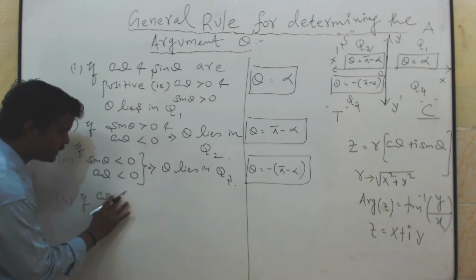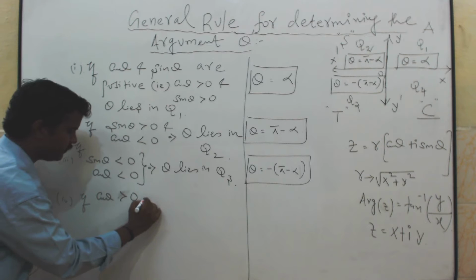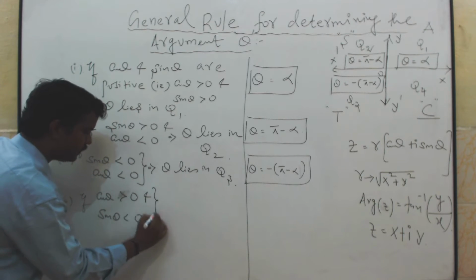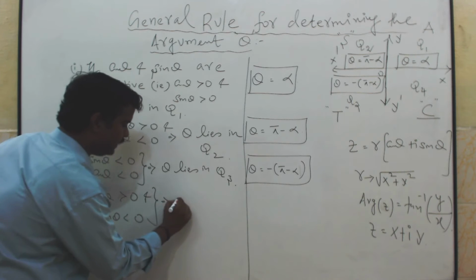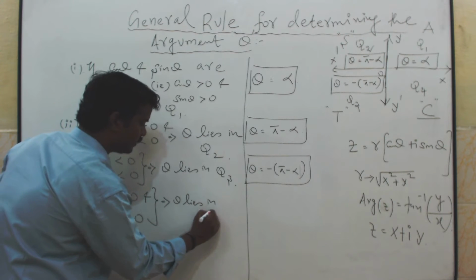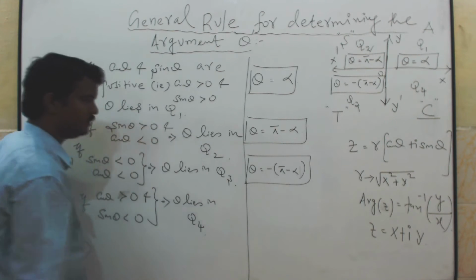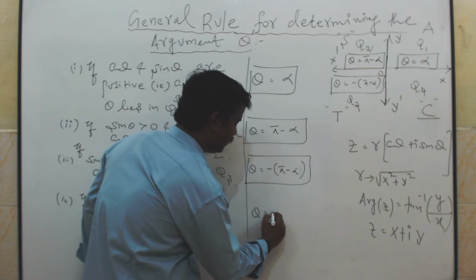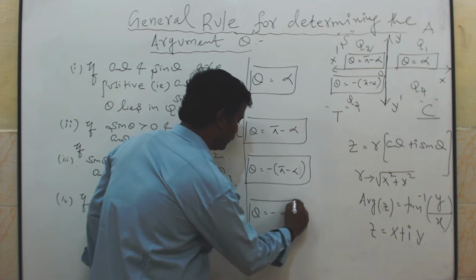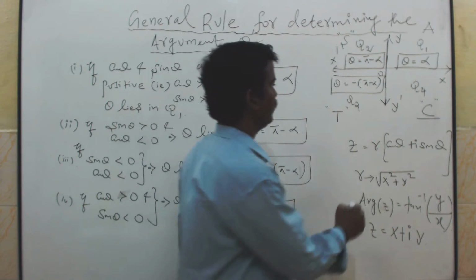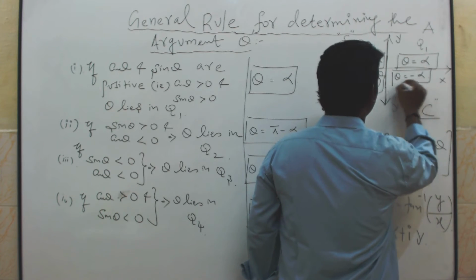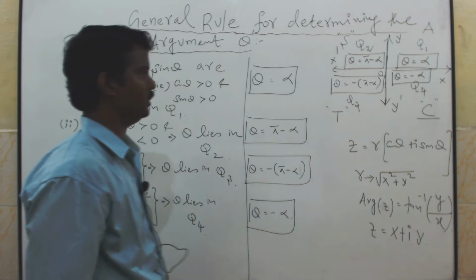If cos theta is positive and sin theta is negative, implies theta lies in which quadrant? Fourth quadrant. And in this case, theta will be equal to minus alpha. எல்லாத்தையும் ஞாபகம் வச்சுக்கணும் இப்போ, right?